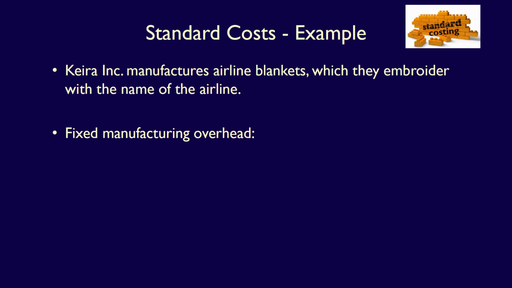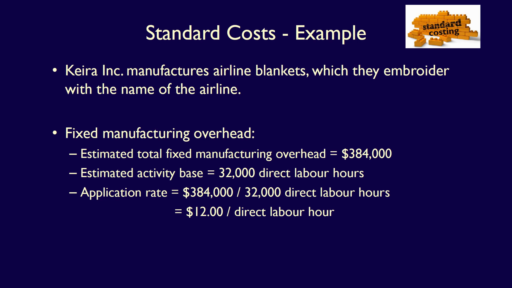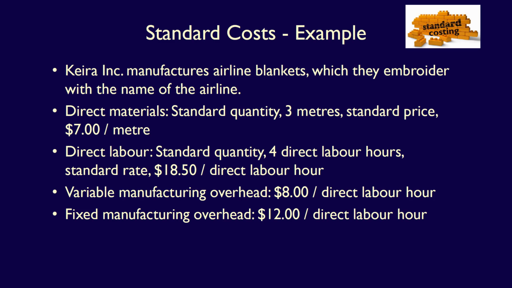Kira will do the same for the fixed manufacturing overhead. Management determines that the total budgeted fixed manufacturing overhead is expected to be $384,000. Management uses direct labor hours as their cost driver, their activity base. They estimate that a total of 32,000 direct labor hours will be worked during the period. To calculate the application rate, they divide the total budgeted fixed manufacturing overhead by the budgeted activity base. So 384,000 divided by 32,000 direct labor hours is equal to an application rate of $12 per direct labor hour. This is the standard predetermined fixed manufacturing overhead rate. We now have all the standards for Kira Inc. How will these standards be used?